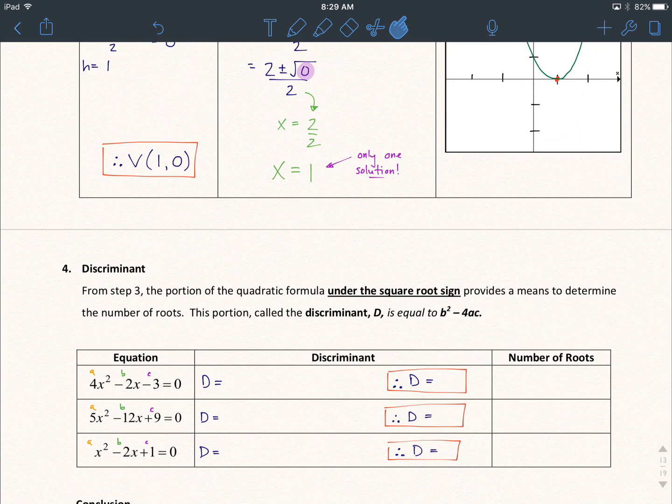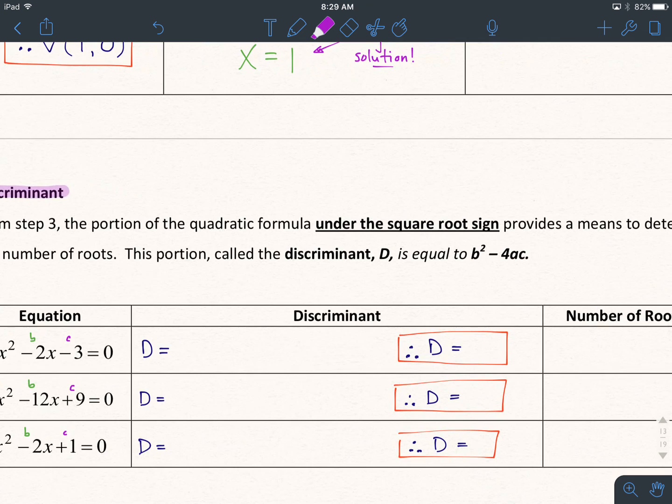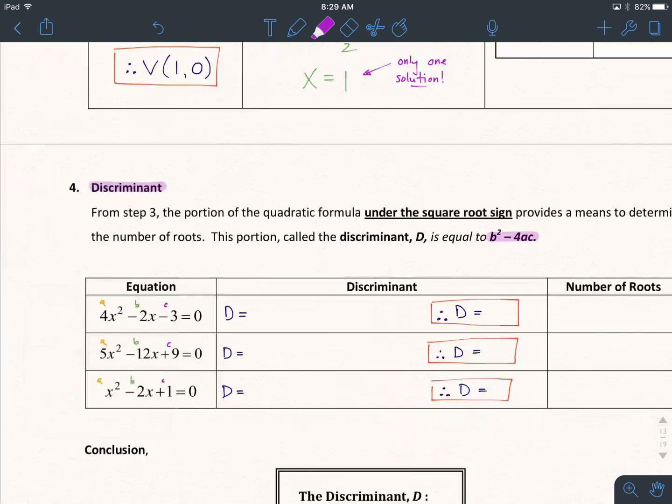That value that sits under the radical sign in the quadratic formula is called the discriminant. It has a name because it's important. And the discriminant allows you to predict, and that's just the value there that's under the radical sign, b squared minus 4ac. If you were to take a standard form version of a quadratic equation and substitute in the appropriate a, b, and c values, the number that you get for your discriminant will predict the number of roots that you will have, the number of solutions.